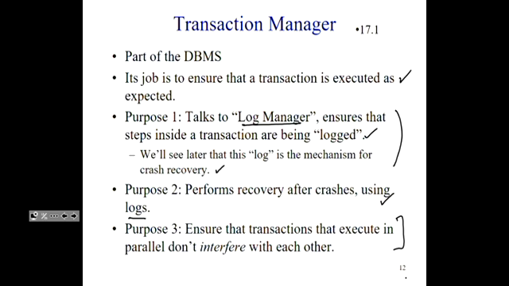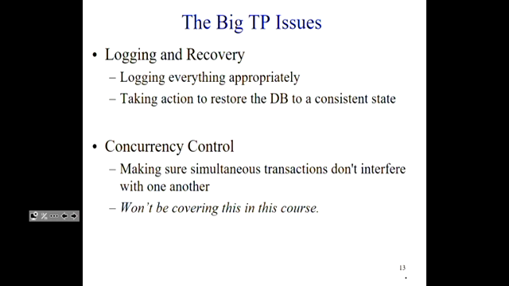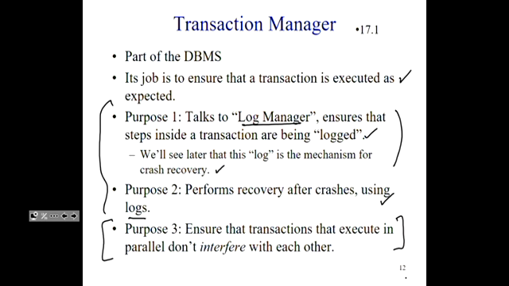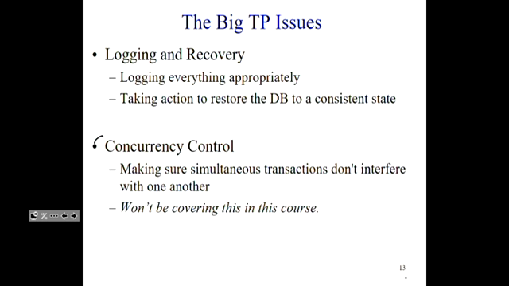So the first two purposes are what I am calling logging and recovery here. The third purpose, which is to ensure that these transactions don't interfere with each other, is concurrency control. Logging and recovery is one function of the database which ensures that all the changes that you're making get logged, and then uses those logs to restore a database to a consistent state, a state where either a bunch of transactions have been executed completely or have been aborted. There are no transactions that are partially executed. So the first two purposes are handled by logging and recovery.